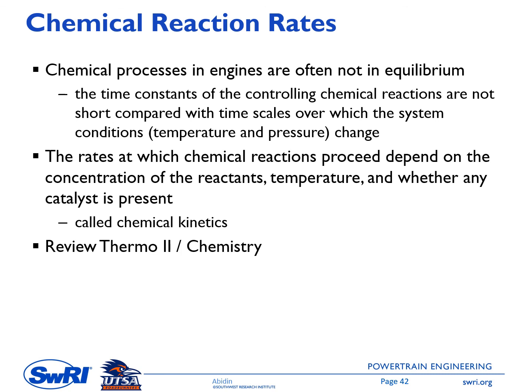And then the rate at which a chemical reaction proceeds depends on the concentration of the reactant, temperature, and whether any catalyst is present. This makes sense. So whether you have stoichiometric combustion or lean mixture combustion, it will govern the speed of the chemical reaction. And in this case we have what is called chemical kinetics. I think we also learned this reactant mixture along with the chemical reaction in Thermo 2.